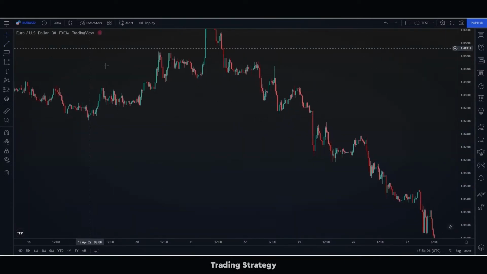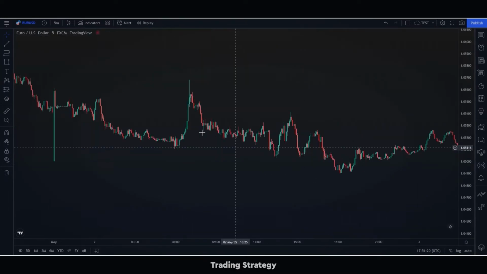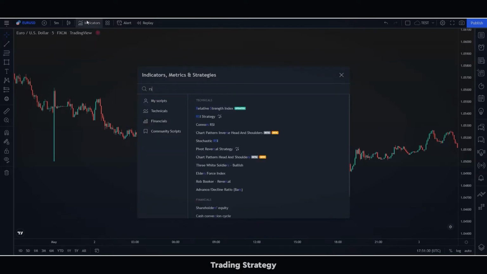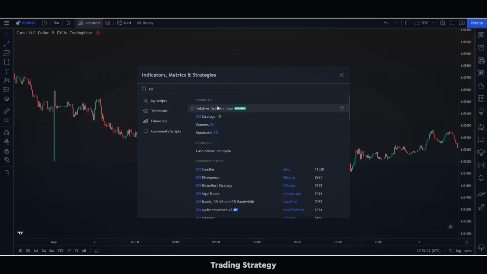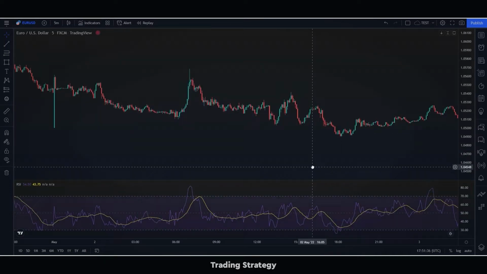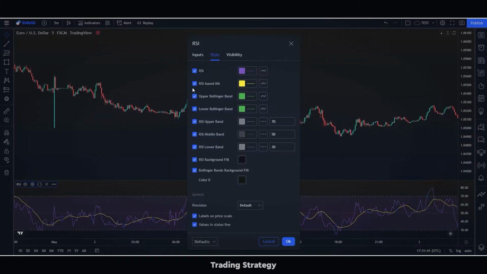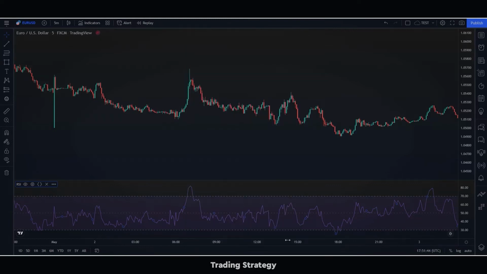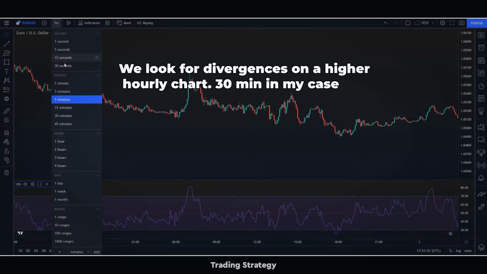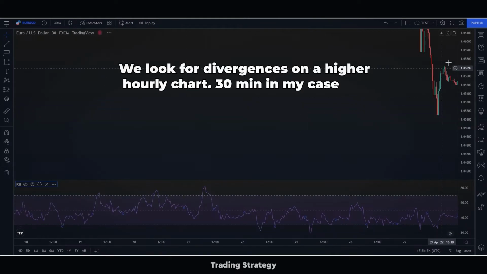In my case, I will be operating in the euro-dollar on the 5-minute chart. The first thing we have to do is select the RSI. The parameters, we will leave them as they come by default, since what we are interested in is finding divergences. But we will not look for these divergences on the chart in which we are going to trade. We will look for them on a higher hourly chart. In my case, as I will trade in 5 minutes, I will look for divergences on the 30-minute chart.